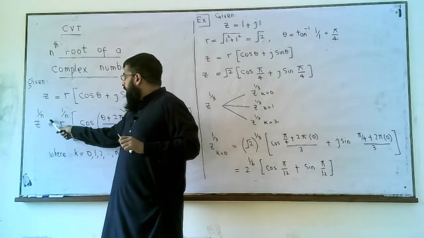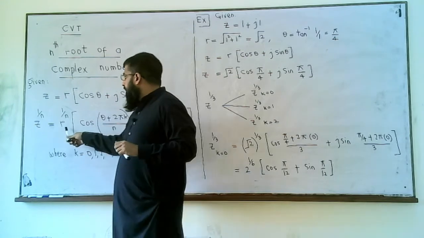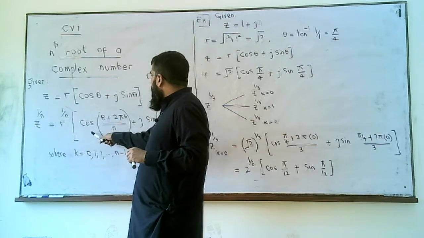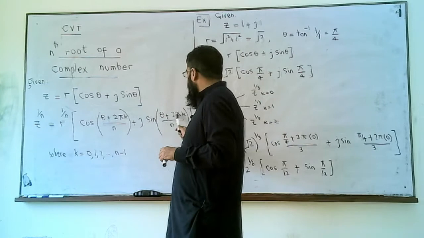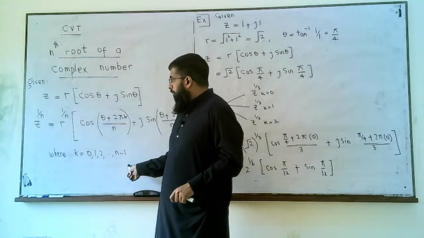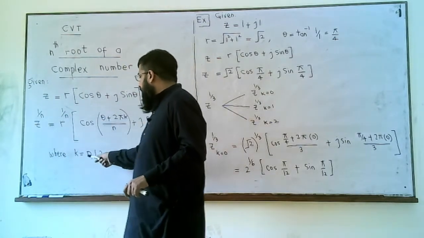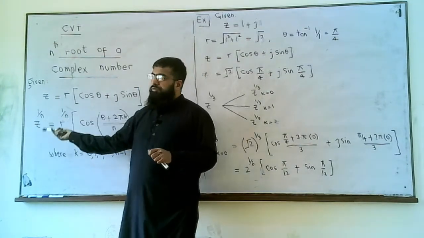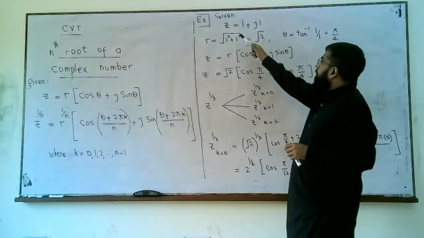Z to the 1 over n can be computed as follows. The complex number is first written in the trigonometric form, and then computing z to the 1 over n means computing r to the 1 over n, times cosine and sine of theta plus 2 pi k over n, both, and this k ranges from 0 to n minus 1. If you are computing z to the 1 over 3, we'll go from 0 to 2, 0, 1 and 2. We'll have 3 solutions. If we are computing z to the 1 over 4, we'll be having 4 solutions, and so on.